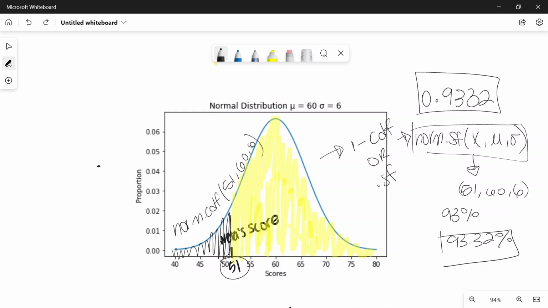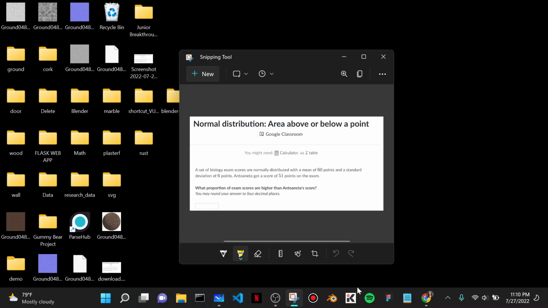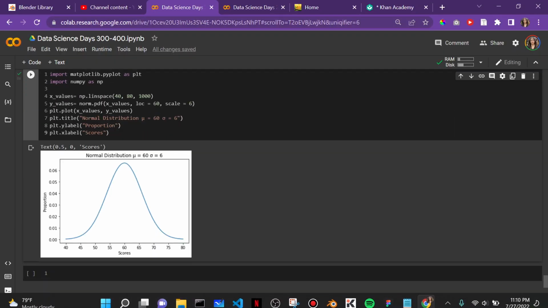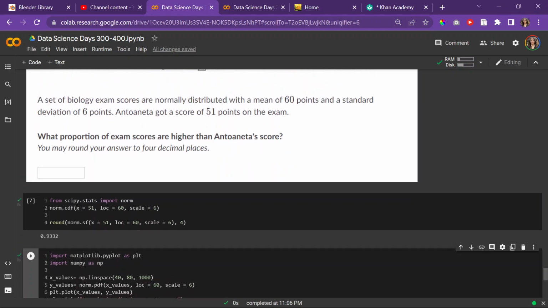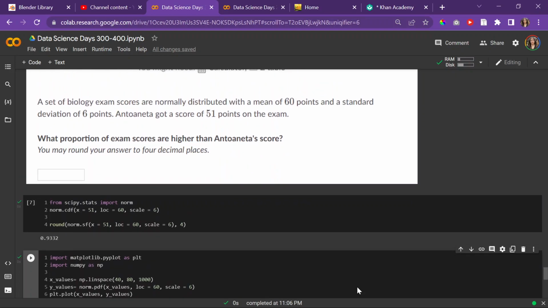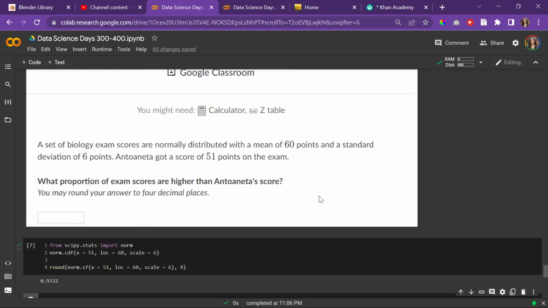Okay, and then that's pretty much it. What proportion of exam scores? So 93.32% of exam scores were higher than Neta's score of 51 points. Which makes sense, right? Because usually not a lot of people score 51, so it would make sense that a lot of the scores are higher than 51.